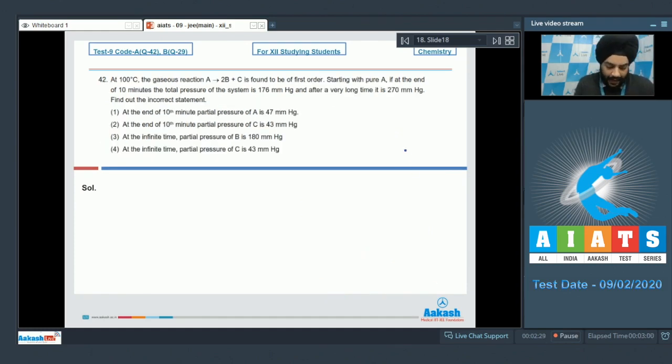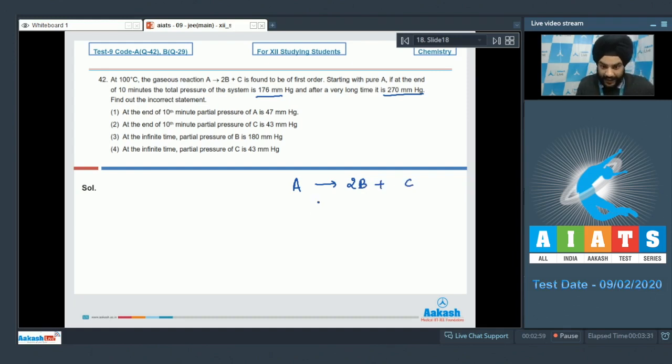Question number 42. At 100 degrees C, the gaseous reaction A giving us 2B and C is found to be of first order. Starting with pure A, if at the end of 10 minutes the total pressure of the system is 176 mm Hg and after a very long time it is 270 mm of Hg, we have to comment on the incorrect statements. Okay, so students, A was giving us 2B and C.